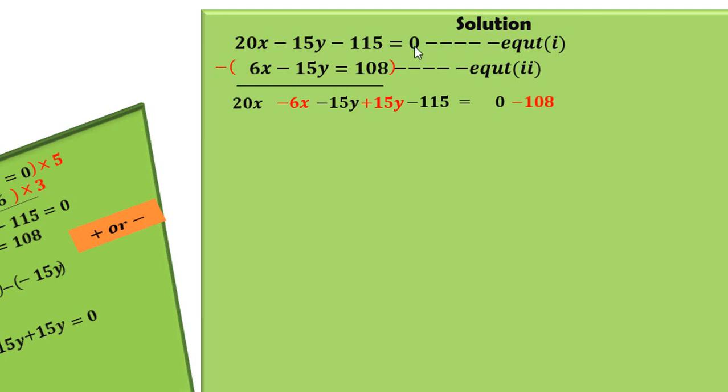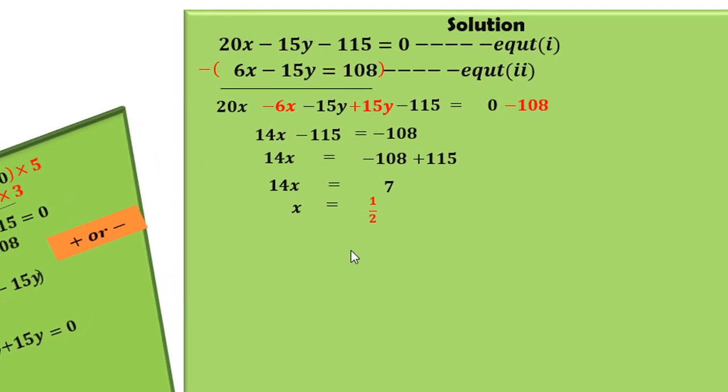So here I'm having 14x, then here I'm having 0, because minus 15y plus 15y becomes 0. Then here I'm having minus 115 equals minus 108. Okay, so 14x is equal to minus 108 plus 115. When you simplify that, you have 7. So your x equals 7 divided by 14, that's 1 over 2. The answer here is 1 all over 2.